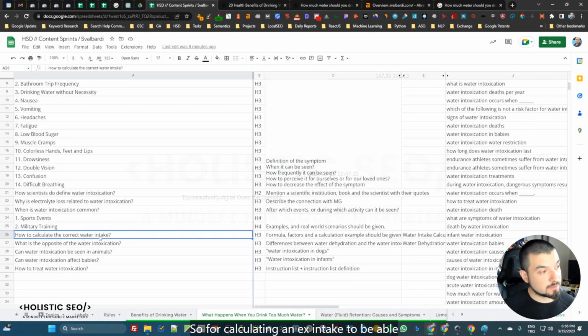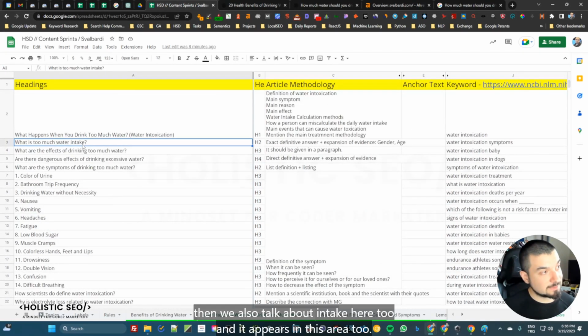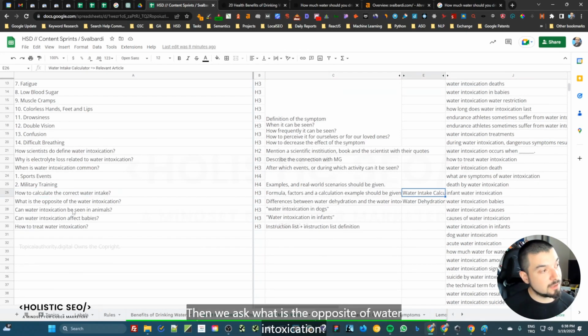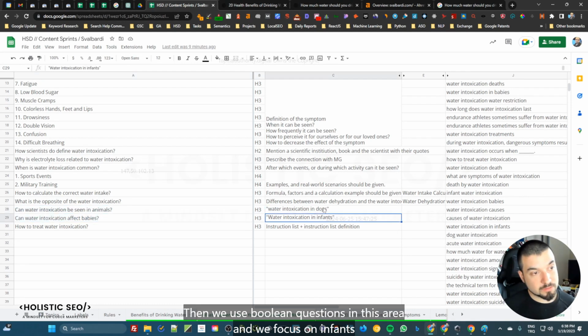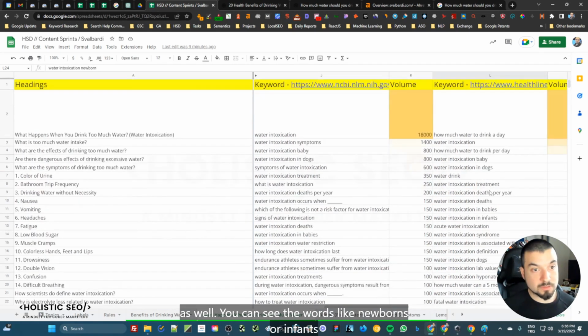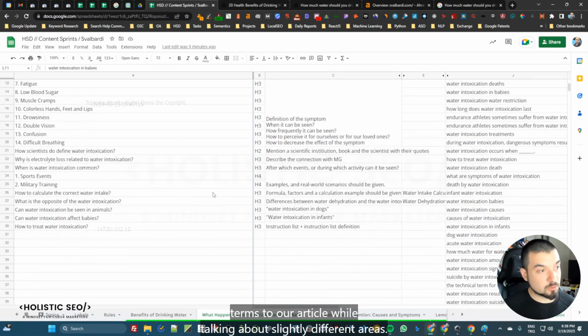So for calculating an X intake, to be able to use this template, we directly focus on the too much water concept. Then we also talk about intake here too, and it appears in this area too, and we justify this specific anchor text. Then we ask, what is the opposite of water intoxication? Then we use Boolean questions in this area, and we focus on infants and dogs, which appear in these query networks as well. You can see words like newborns or infants in these specific areas as well. And we distribute these specific context terms to our article while talking about slightly different areas.